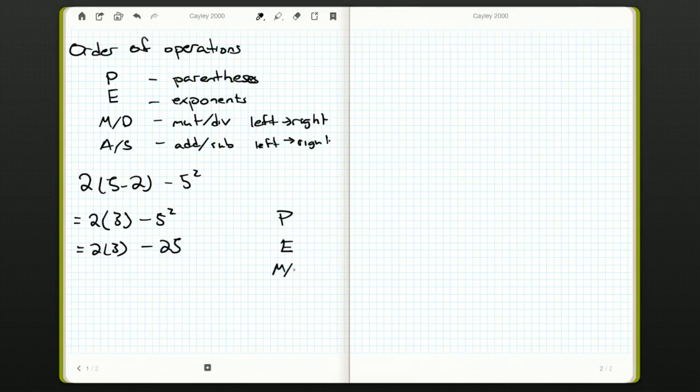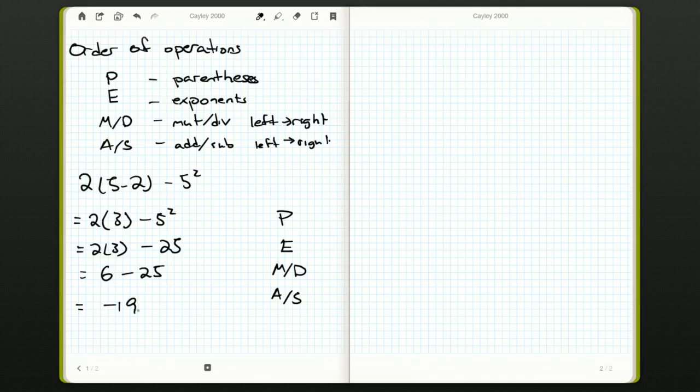Now we have the multiplication and division. Well, we only have one multiplication, and that's 2 times 3. The minus and the 25 stay exactly where they are. And now finally we have addition and subtraction. Well, 6 minus 25 is equal to negative 19.